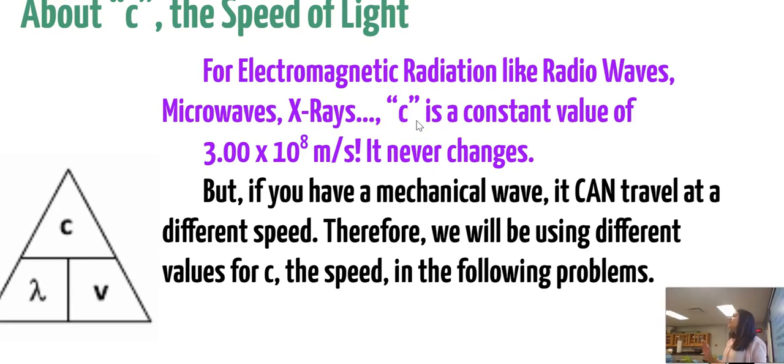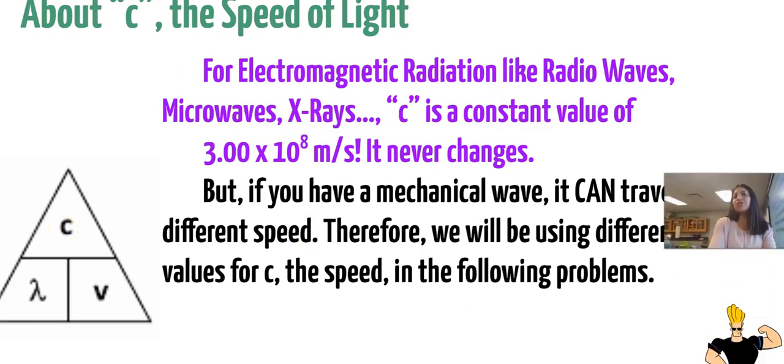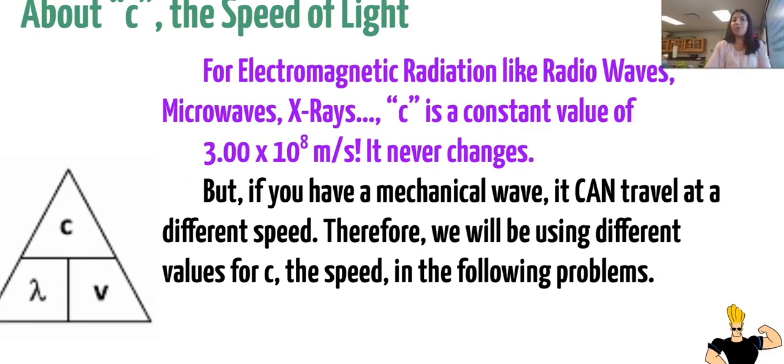C is the speed of light. When you're talking about electromagnetic radiation like radio waves, microwaves, infrared, visible light, ultraviolet, x-rays, gamma rays, you use the speed of light as 3 times 10 to the 8th. It's a constant value. But this is a disclaimer: if you have a mechanical wave, it can travel at a different speed. And so the problems that we're going to be doing are going to have a different speed value. Just so you know, we are going to be calculating C, because usually we would say, oh, well, C is the speed of light, so it's 3 times 10 to the 8th, so we never have to calculate it.